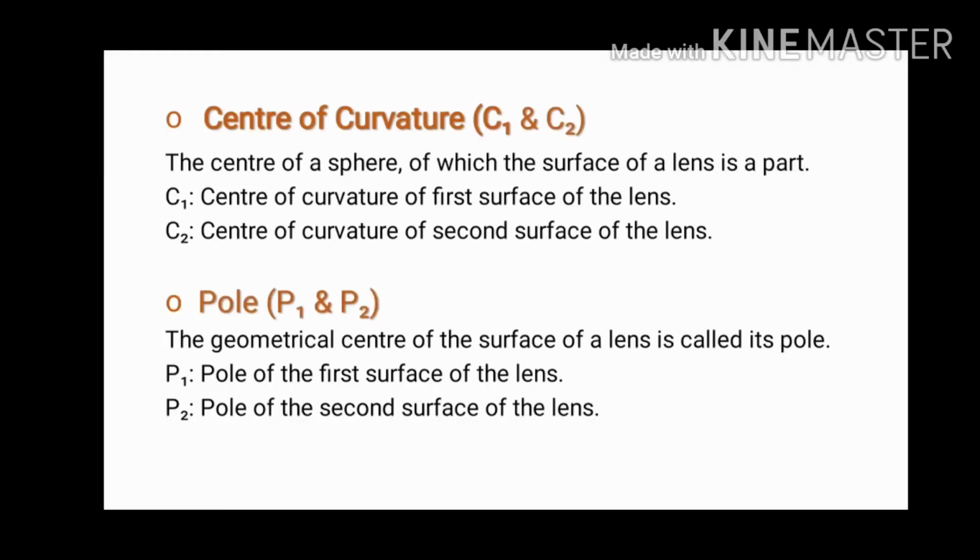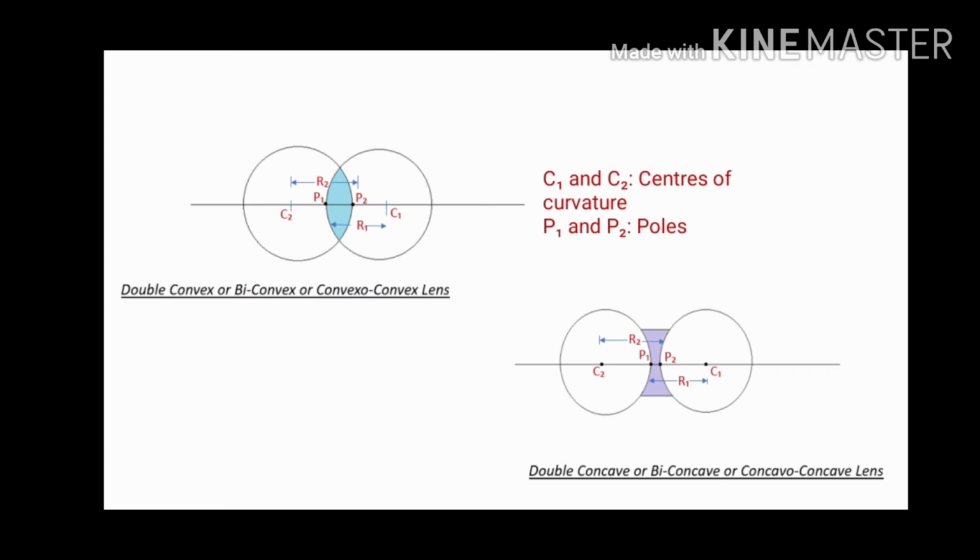Let us define the center of curvature. The center of a sphere of which the surface of a lens is a part is called the center of curvature. Now we have already seen C1 is the center of curvature of the first surface of the lens and C2 is the center of curvature of the second surface of the lens. Similarly, the pole can be defined as follows. The geometrical center of the surface of the lens is called its pole. P1 is the pole of the first surface of the lens and P2 is the pole of the second surface of the lens.